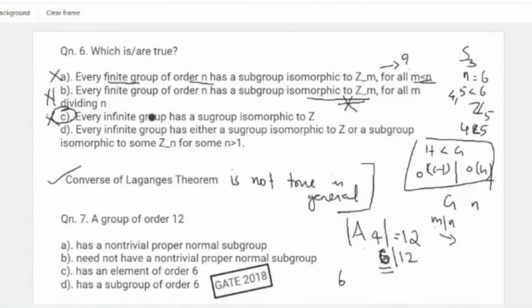The last but one question is this. We may discuss the details there. Okay, what about the fourth one? Every infinite group has either a subgroup isomorphic to Z or a subgroup isomorphic to Zn. Yes. Option C was every infinite group must have a subgroup isomorphic to Z. That is wrong. We just accepted that result. Now see this: either a subgroup isomorphic to Z or a subgroup isomorphic to some Zn.